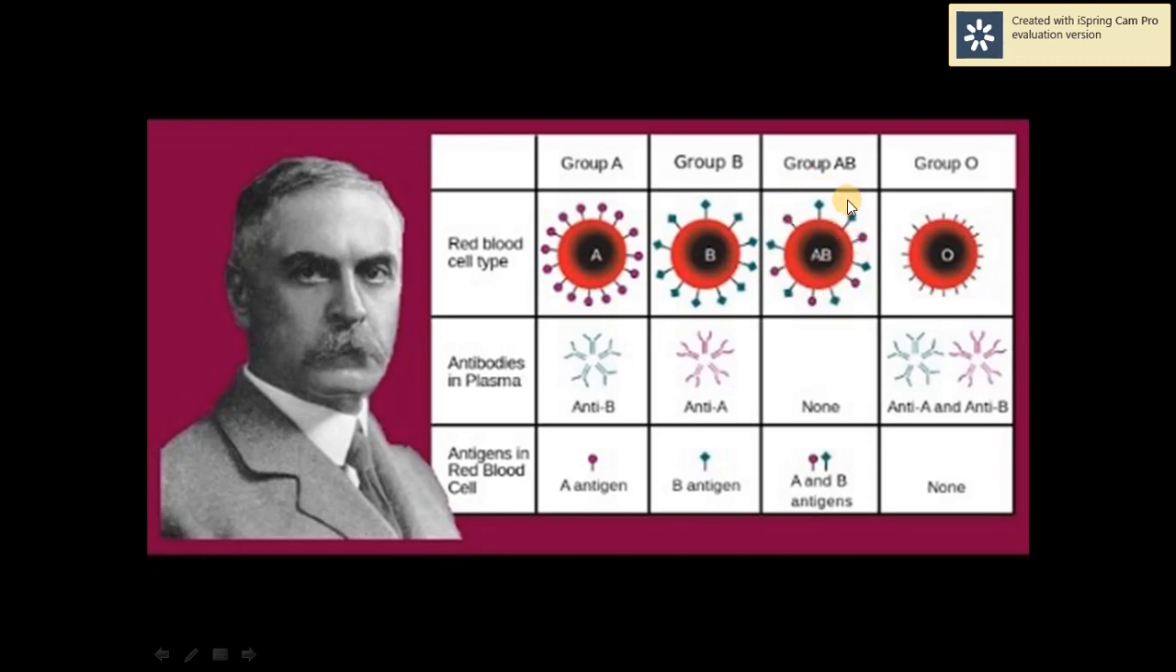It can receive blood from any of these, but it cannot donate to all. Whereas O can donate blood to all, but it cannot receive from all. That's it. We have to remember properly which blood group is the universal donor and which is the universal recipient.